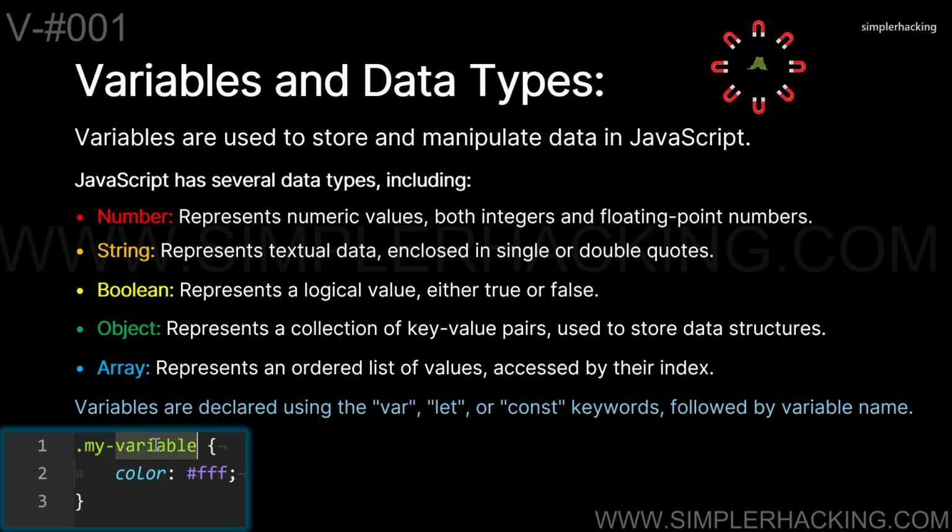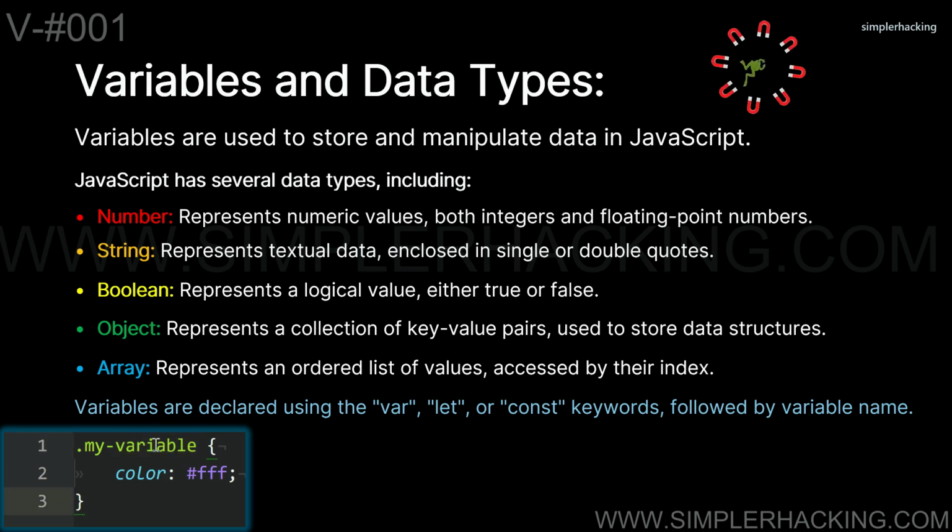Boolean represents a logical value, either true or false. Boolean is just a yes or no statement. Object represents a collection of key value pairs used to store more complex data structures. Array represents an ordered list of values which can be accessed by their index. Similar to what we discussed in the YAML section of this course.